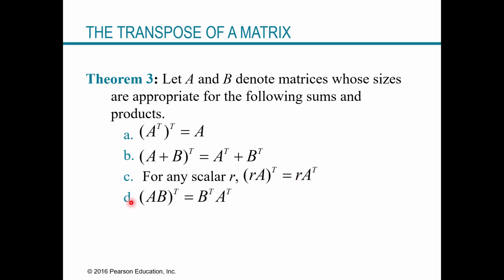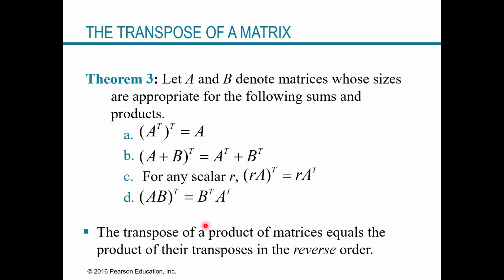And then last, this one's a little tricky, so make sure you notice the difference. If you have a product, AB, and then you transpose the product, it's the same as if you switch the order and transpose them individually, and then multiply. Okay, so let me make sure you understand this. This is saying product AB, so you multiply that first, you transpose the result. That will give you the same answer if you take B and you transpose it, you take A and you transpose it, and then you multiply. That's what this is saying. And then the transpose of a product of matrices equals the product of their transposes in reverse order. So that's just this one here.